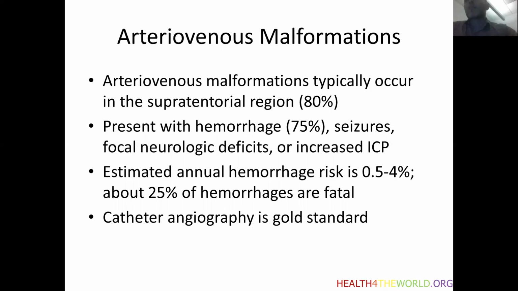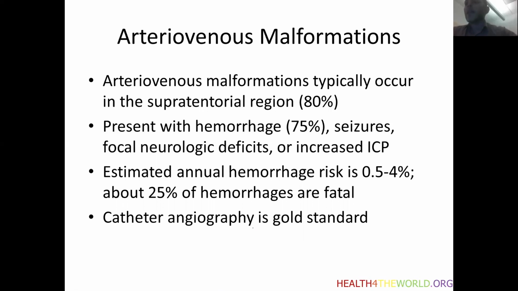Venous sinus thrombosis is a relatively rare cause of hemorrhage in children, but it is important to think about. By contrast, arteriovenous malformations are quite a common cause of hemorrhage in children. They typically occur in the supratentorial region, but they can also occur in the posterior fossa and in the spinal cord. And most often when they present, it's because they've ruptured and cause seizures, focal neurologic deficits, or evidence of increased intracranial pressure.